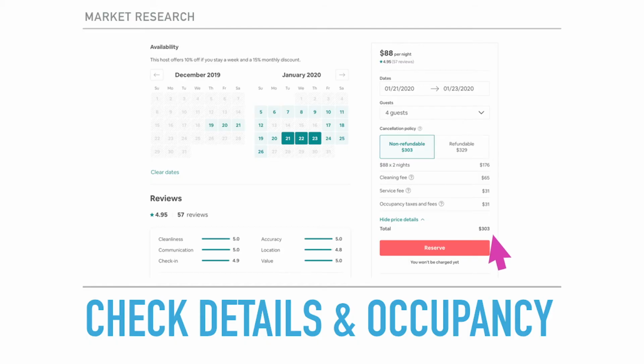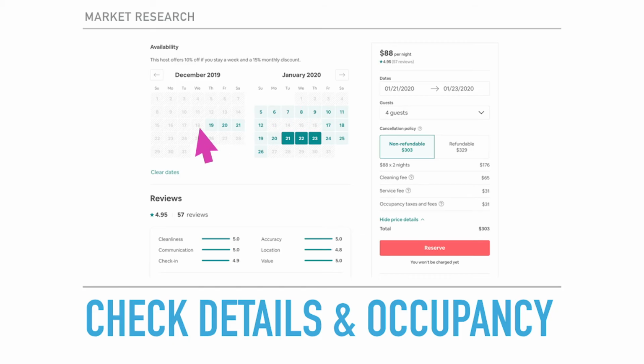Now, secondly, we're going to check the listing details, like their cleaning fees as well as their occupancy. You can see here this person is actually doing very well. When I screenshot their productivity, there were around 17 or 18 nights booked. But if you notice here, they're already booked for all next week. They're booked from basically the 22nd all the way to the 4th of January. They have a full week available here. So based on this information, this person is doing very well.